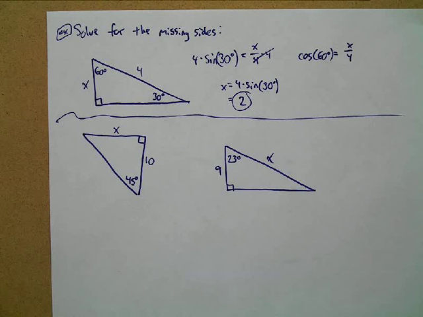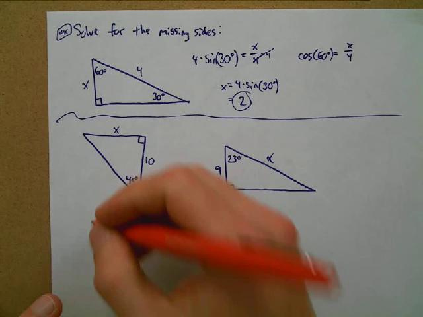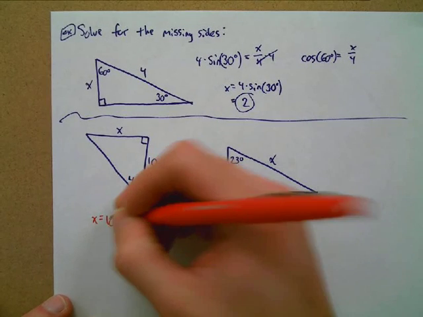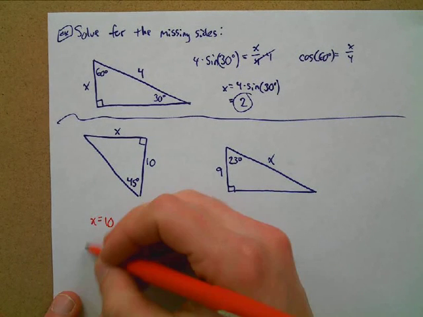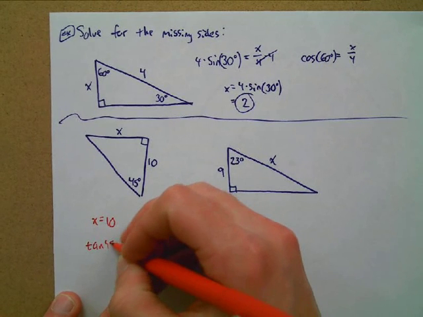Right. So, Becca, do you have an answer for us for the first one? 10. Okay. X equals 10. How'd you set it up? Tangent of 45 degrees equals x, opposite leg, over 10, adjacent leg, and then you just multiply it by 10, which is then, not approximately, sorry, exactly equal to 10.